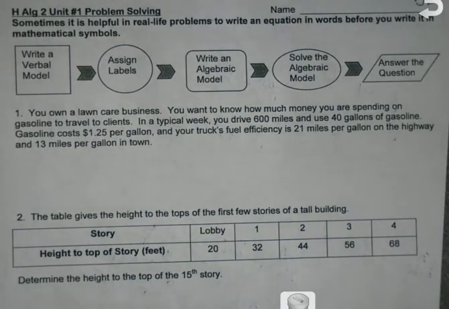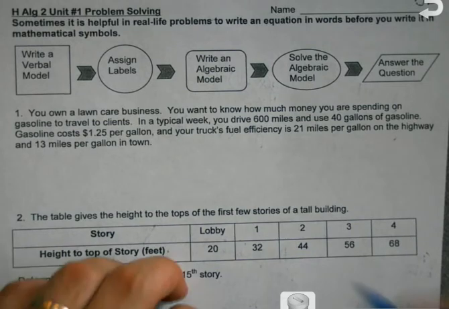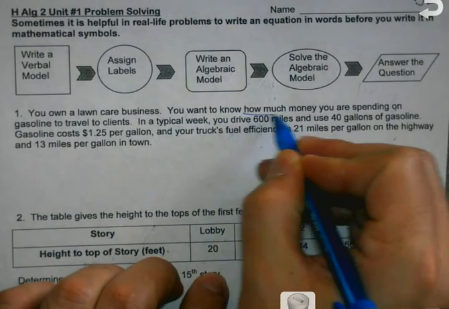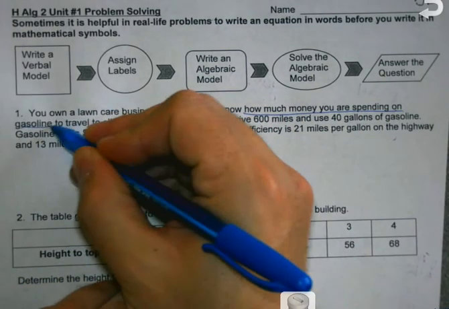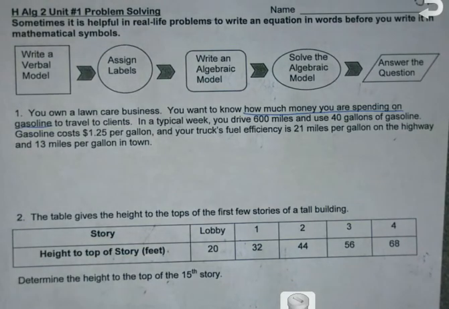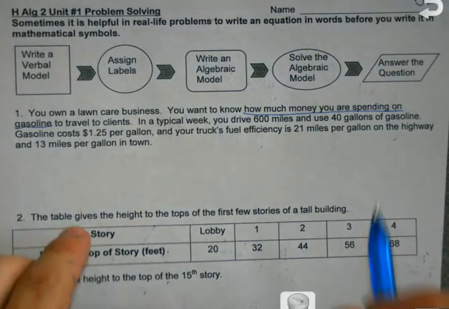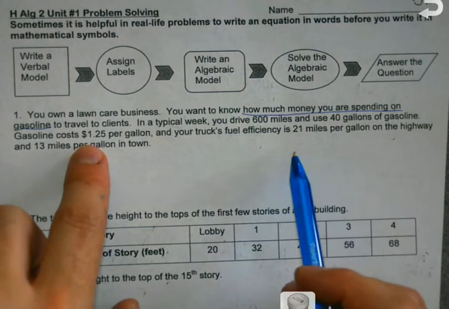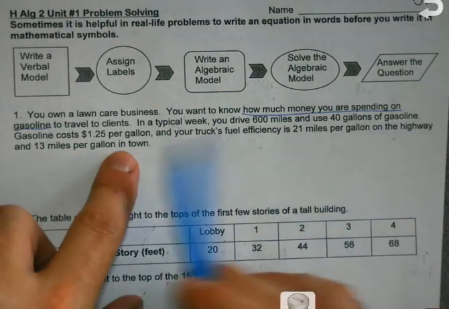Well, isn't this funny? Gasoline costs $1.25 a gallon. That must have been about 15 years ago. And your truck's fuel efficiency is 21 miles per gallon on the highway and 13 miles per gallon in town. Wow, that's a lot of info. But how much money am I spending on gas? That's what I'm trying to figure out. So again, I kind of have to verbalize this. They're even breaking it down by the highway and in town.